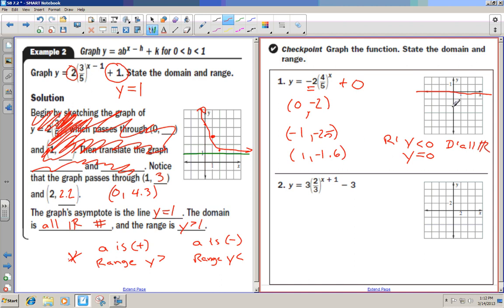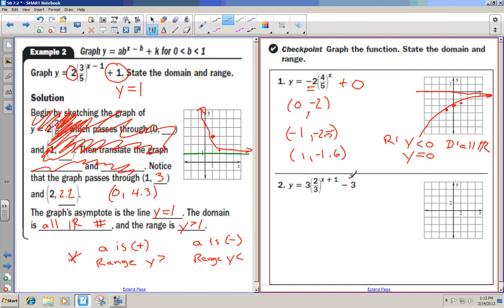0, -2. -1, it's 2.5. 1 is 1.6. And basically, your graph then sketch would look something like that. It's going towards the asymptote.